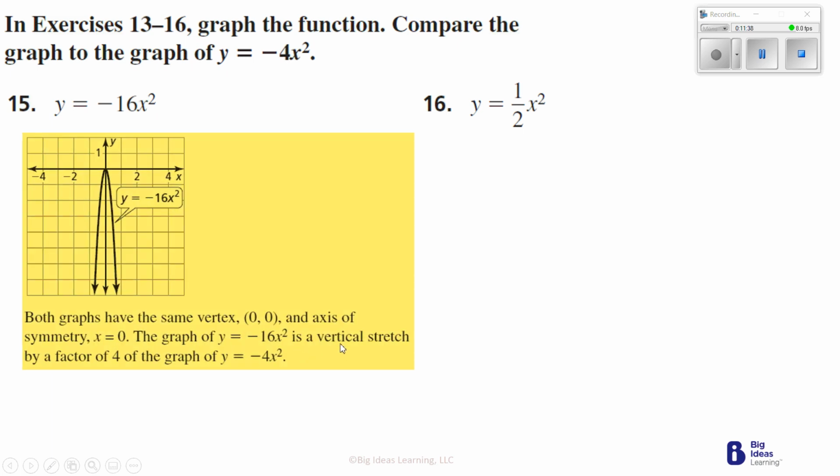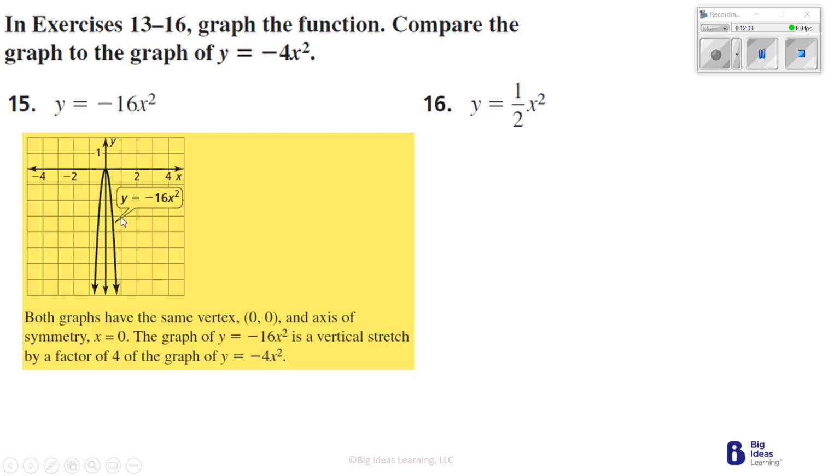All right, so it's a vertical stretch, right? When it's bigger than 1, it's a stretch by a factor of 4. Okay, and we know that because 16 divided by 4 is 4, right? Negative 16 is a vertical stretch by a factor of 4 of the graph negative 4x squared.